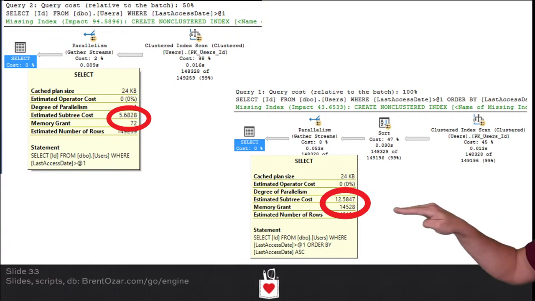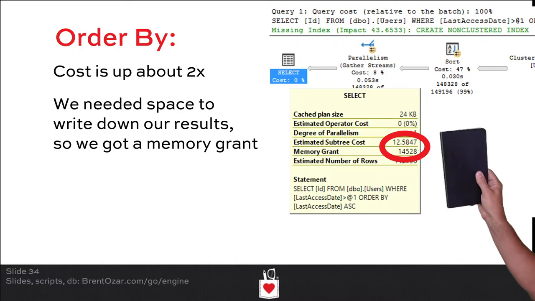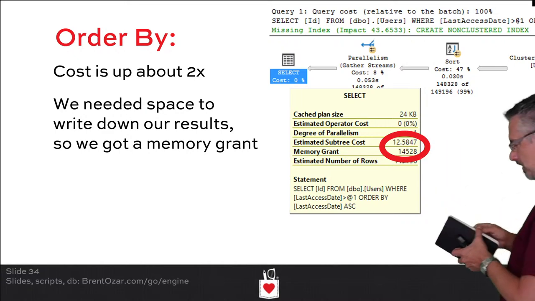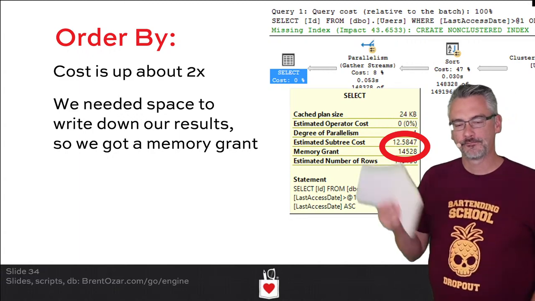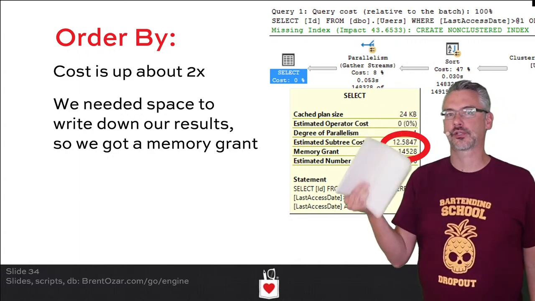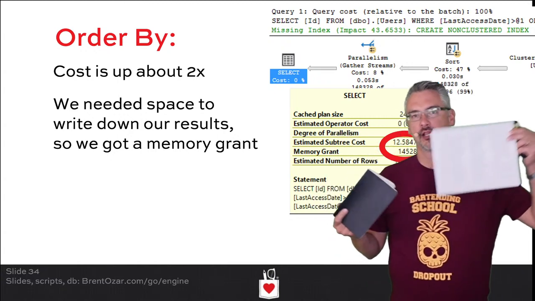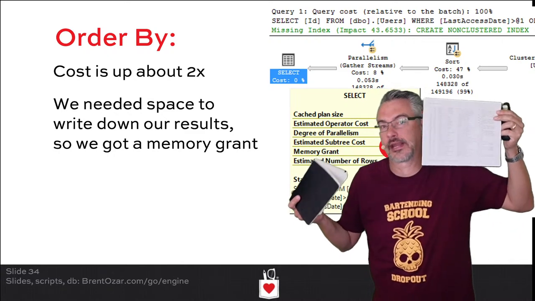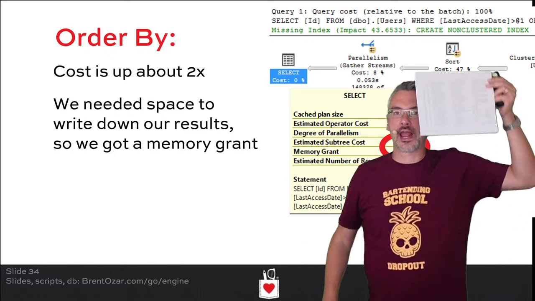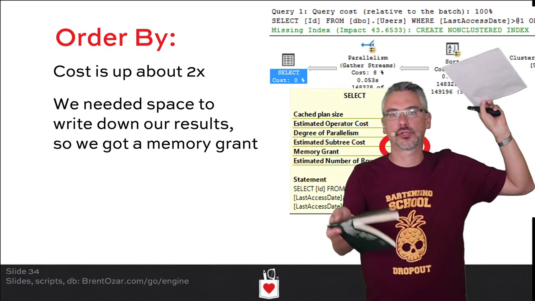That new thing is a memory grant. That is this. SQL Server needs space to do its work. And I like using a scratch pad just to illustrate that it's something different than the 8K pages we were working with earlier. But you know what? It's actually the same. SQL Server allocates empty 8K pages up in memory in order to run your query.